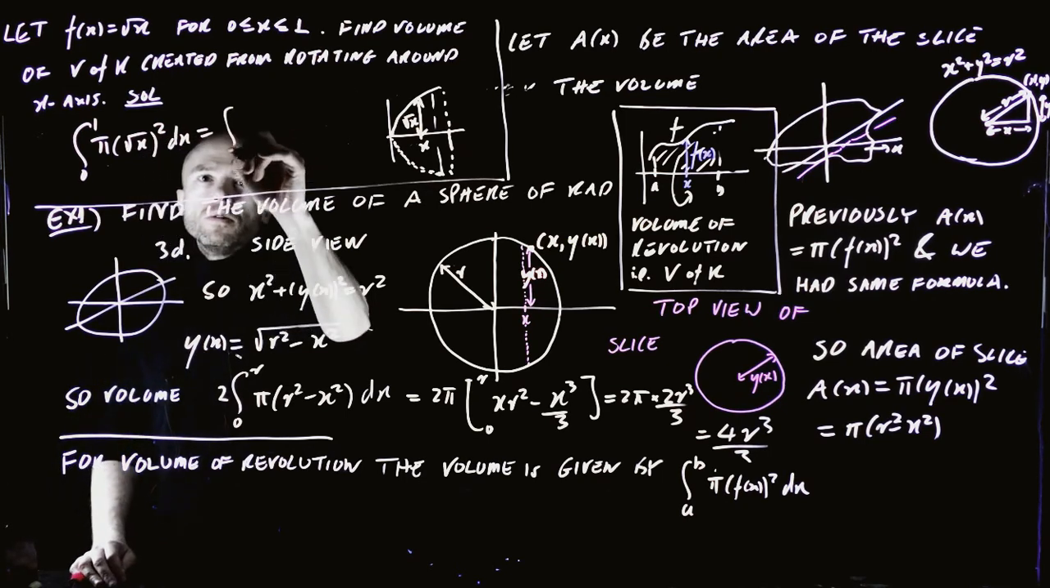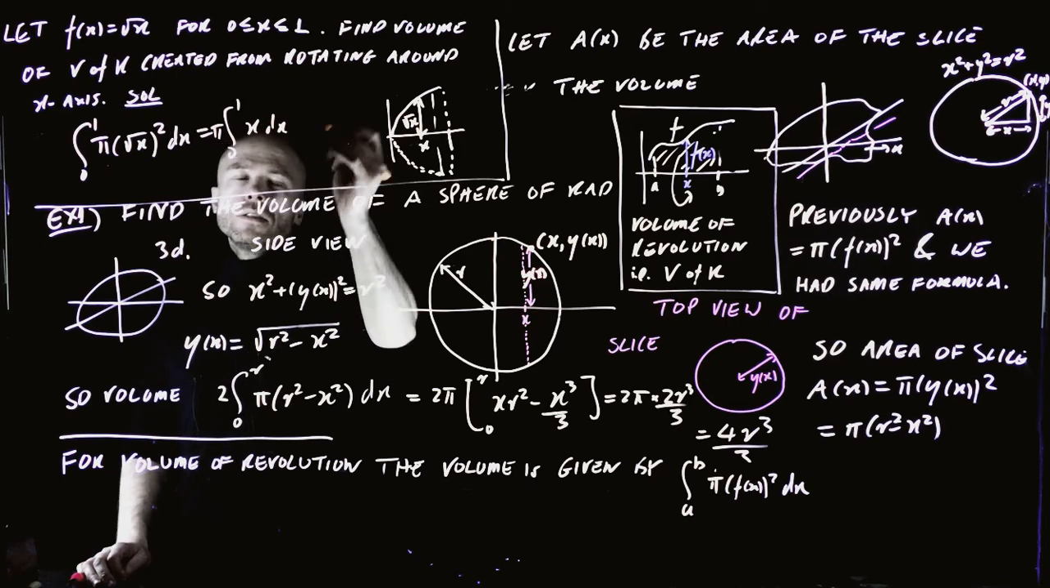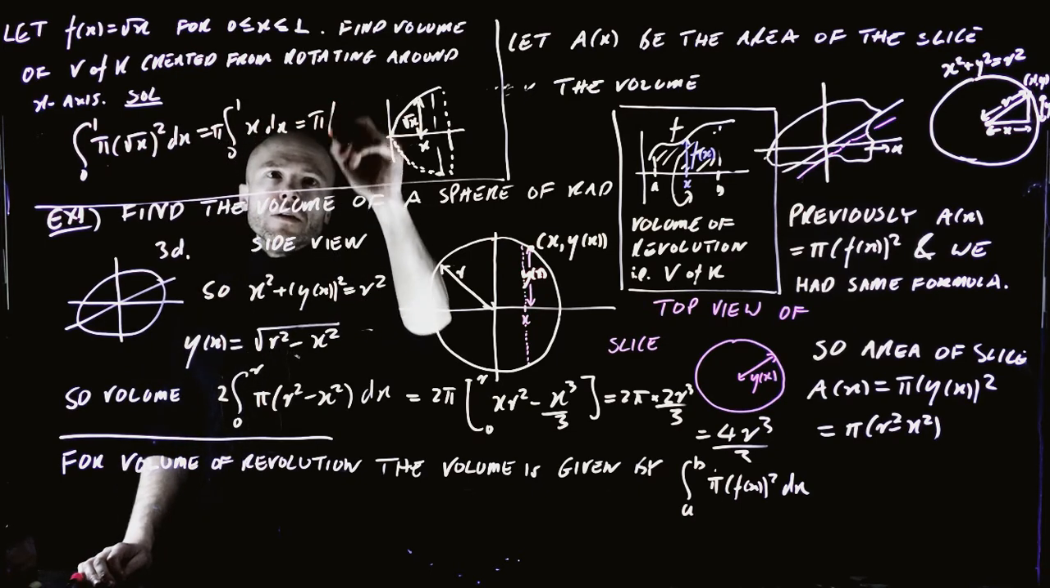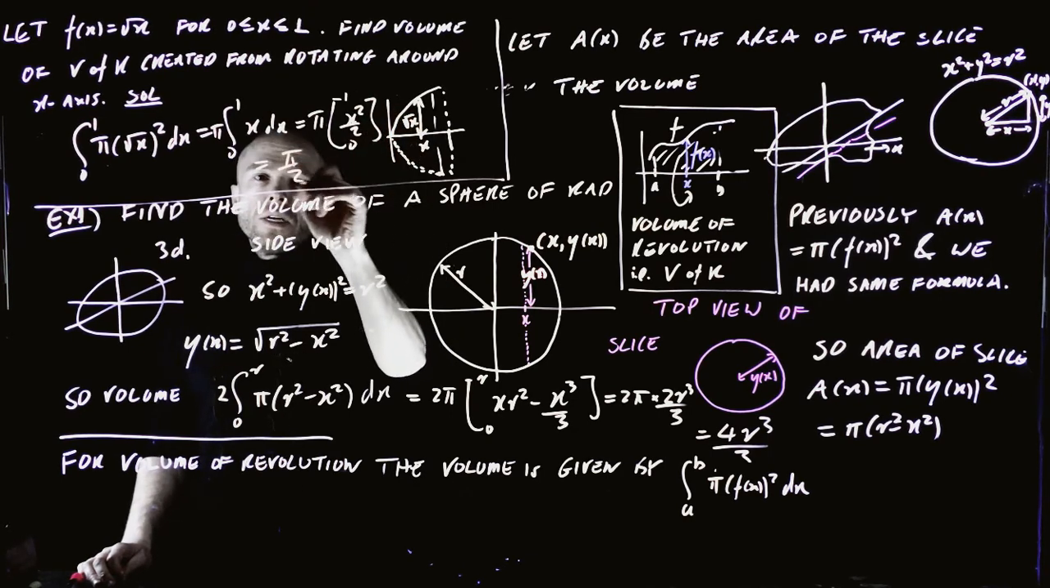So it's just the integral from 0 to 1. Let's take out the pi, of x dx, and then that's just equal to pi times x squared over 2 evaluated from 0 to 1, which is just pi over 2, and that's it.